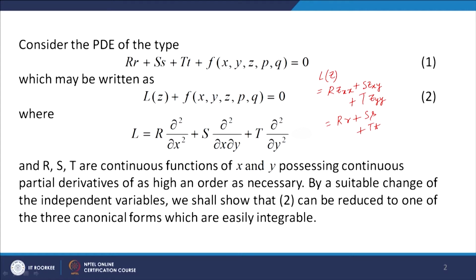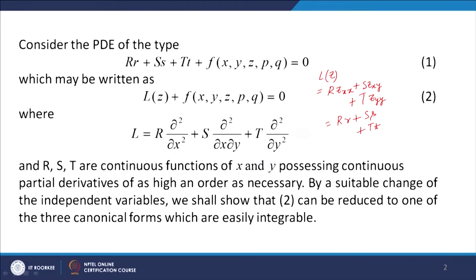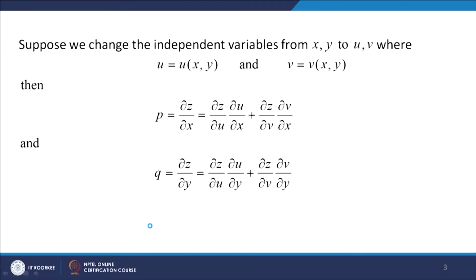Now, here these R, S, T are continuous functions of x and y possessing continuous partial derivatives of as high an order as may be necessary. By a suitable change of the independent variables x and y, we shall show that equation 2, Lz plus F(x, y, z, p, q) equal to 0, can be reduced to one of the three canonical forms which are easily integrable. Now, let us suppose that the independent variables x and y are changed to the independent variables u and v by the equations u equal to u(x, y) and v equal to v(x, y).